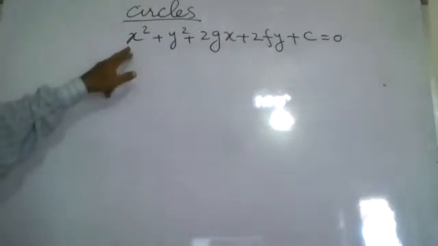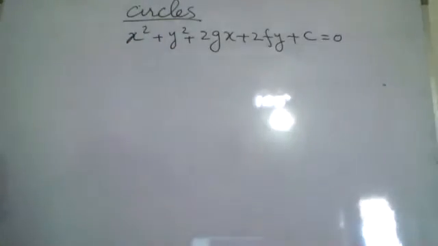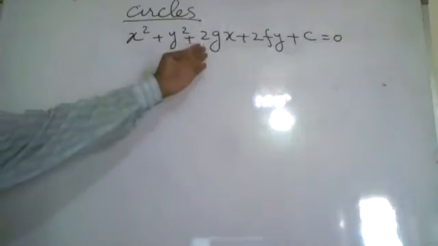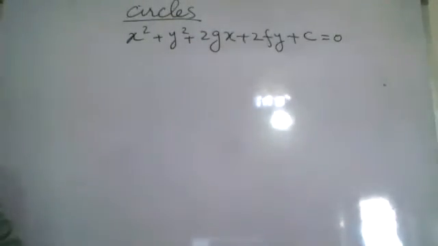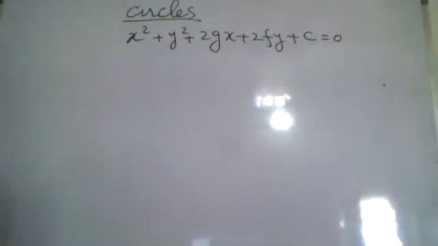So this is the standard equation of a circle which must contain x square, y square and c. And 2gx and 2fy may be any one of them absent, or both of them absent, or both are present. But x square and y square and c must be there. If c is not there, then it will be the equation of a point, not a circle.